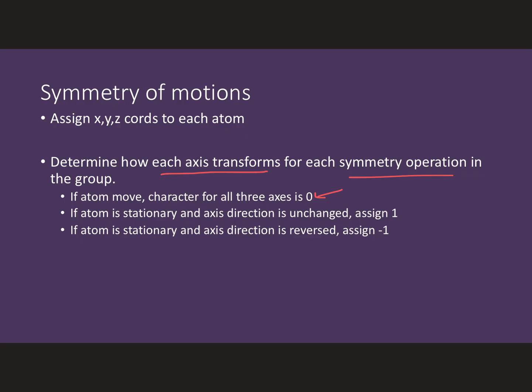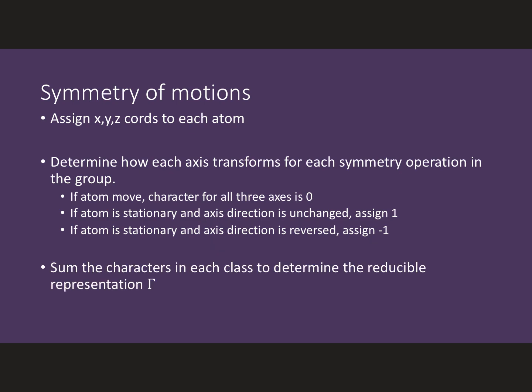If the atom is stationary and the axis direction is unchanged, it gets a positive 1 because it's symmetric with respect to that operation. Whereas if the atom is stationary and the axis direction is reversed, it gets a -1. Okay? These are just some rules we're going to follow. We'll see an example of this here in a second. Finally, we'll sum the characters of each class to determine what our overall reducible representation is for the vibrations. Okay? So again, these are rules. Let's see how they apply.